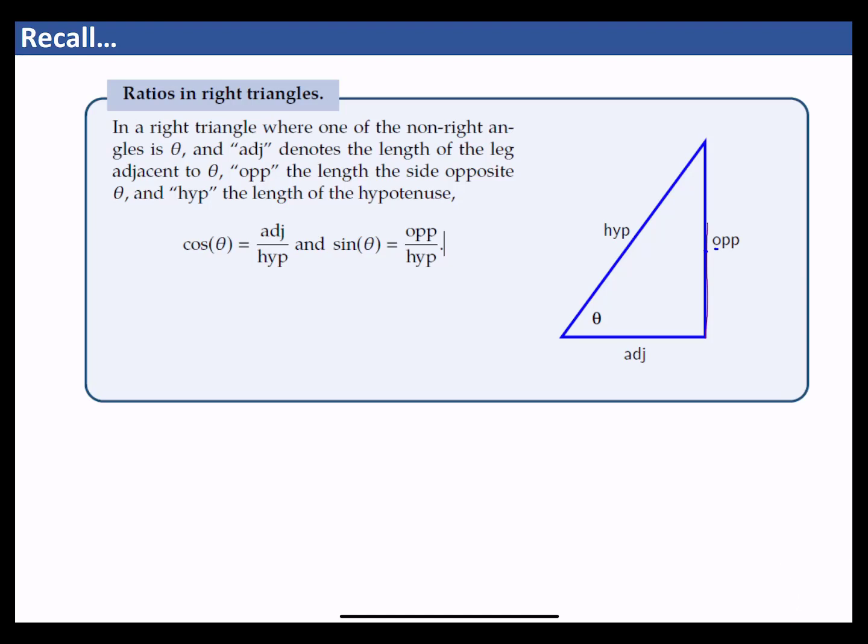Previously, we looked at the sine and cosine functions from a new perspective. Specifically, we observed that in a right triangle where one of the non-right angles is theta, the cosine of theta is the adjacent side divided by the hypotenuse, and the sine of theta is the opposite side divided by the hypotenuse. Let's use these new perspectives to determine missing information in some right triangles.